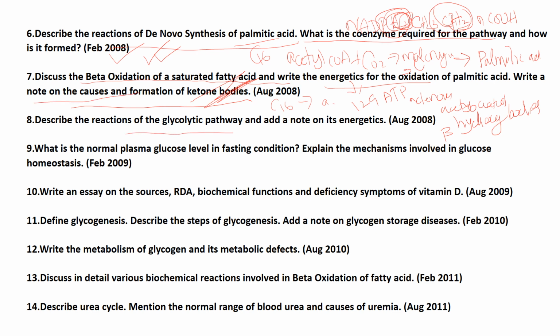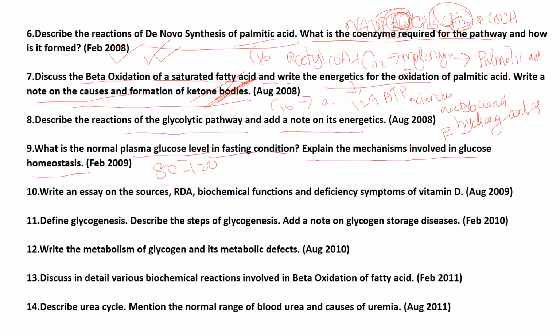And then the glycolytic pathway, just now I gave, the same thing is repeated. So most of the repeated questions only I am discussing now. And then what is a normal plasma glucose level? So you know that it should be 80 to 120, and this is the level of fasting condition, and explain the mechanism involved in the homeostasis.